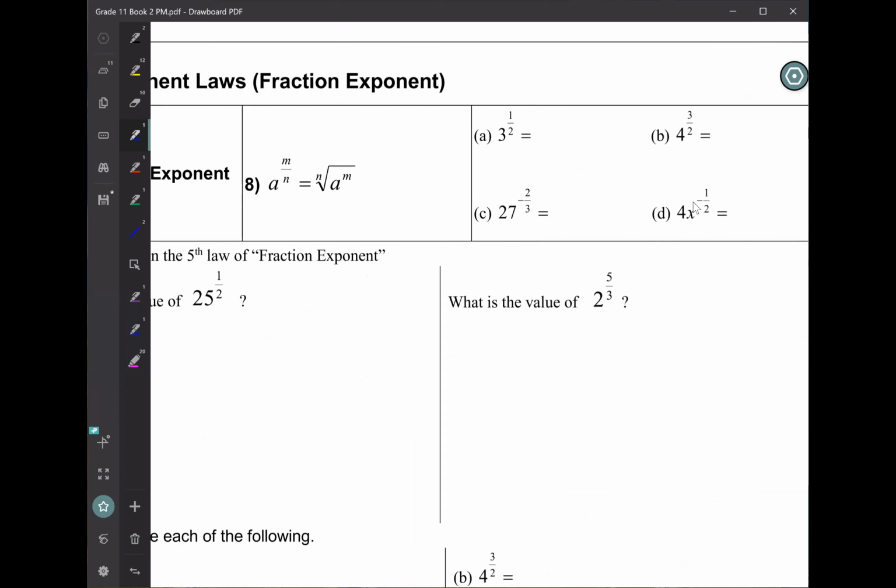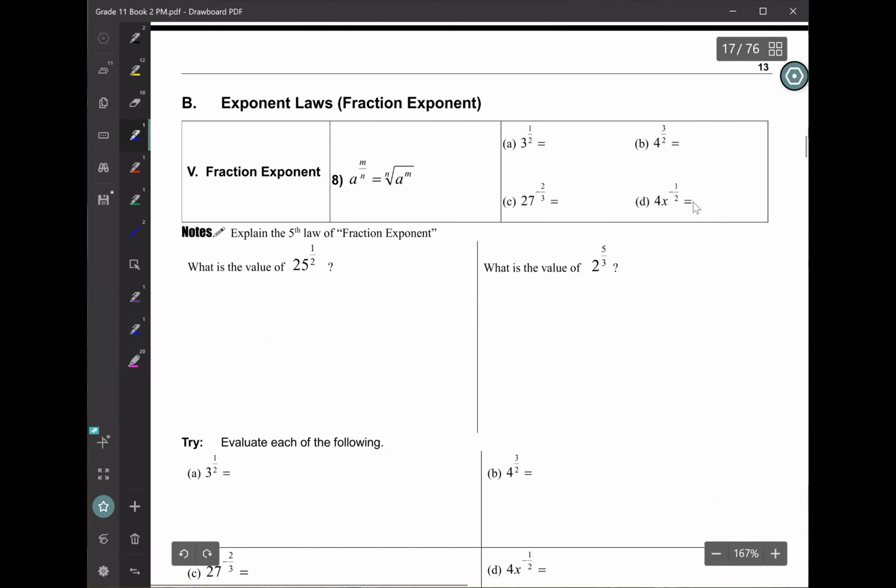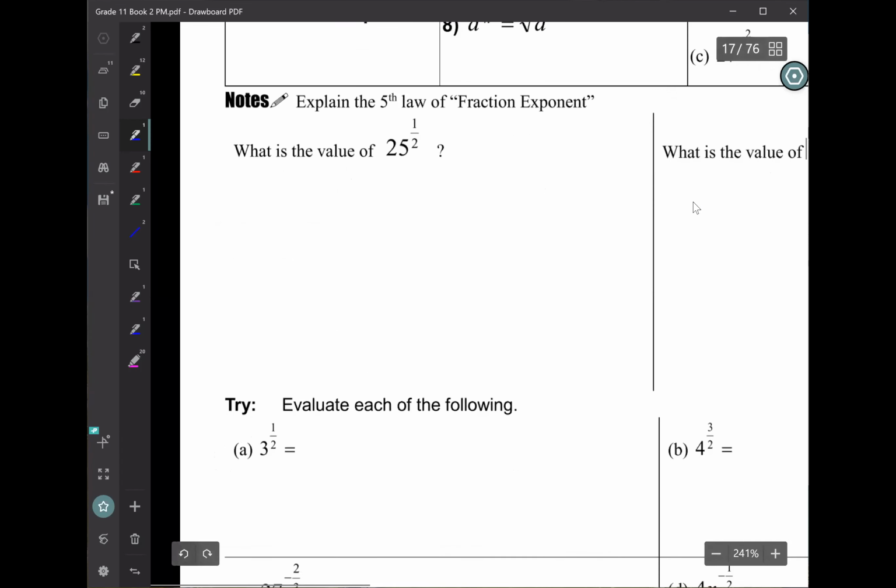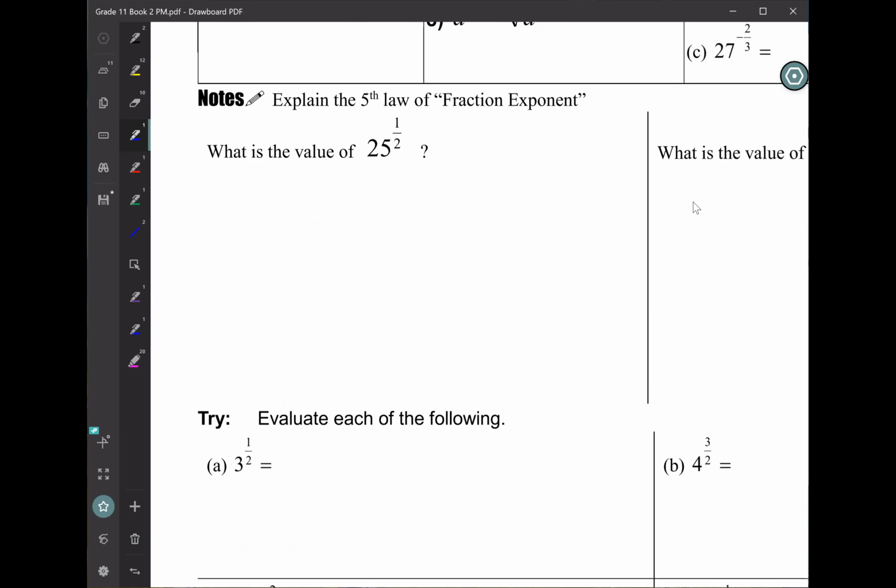What does it do? 1/2 is the same as 0.5. So if you see a decimal exponent, change it to a fraction. Then we can apply the new law. So let's look at this one: what is the value of 25 to the half? This is what we are going to figure out here.